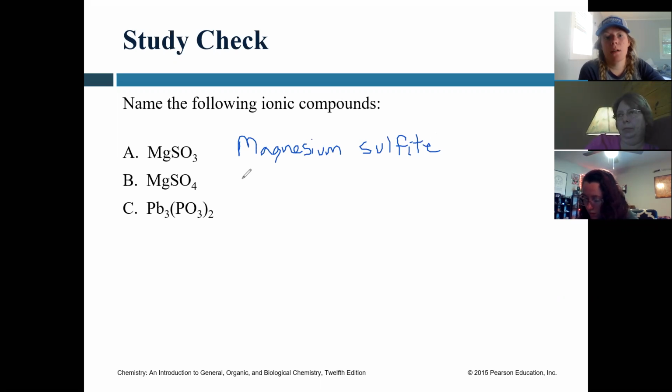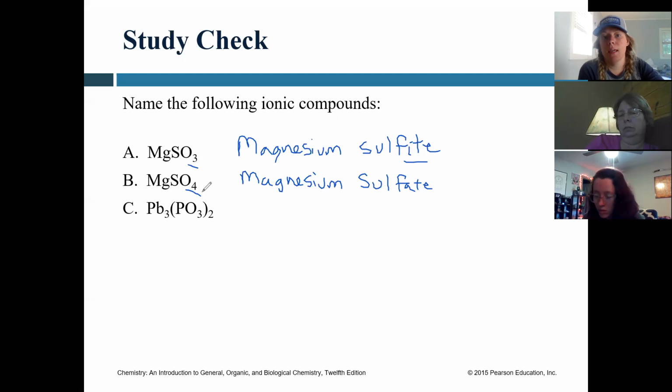This second one here is magnesium as well. So we don't need a charge or Roman numerals, but we do need to name the polyatomic, which is sulfate. Remember, the ites are 1 oxygen less than the ates.